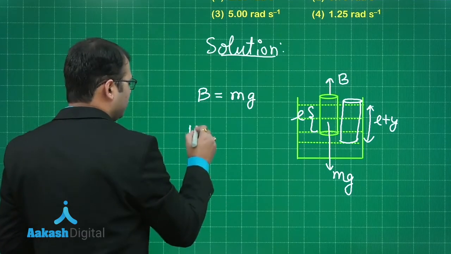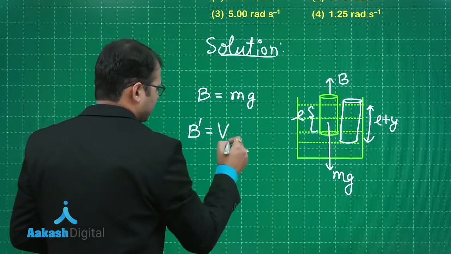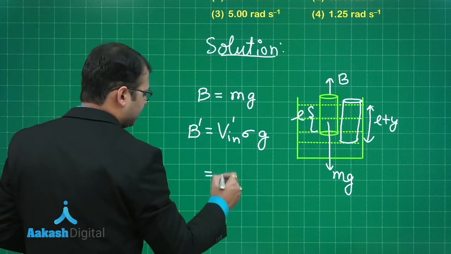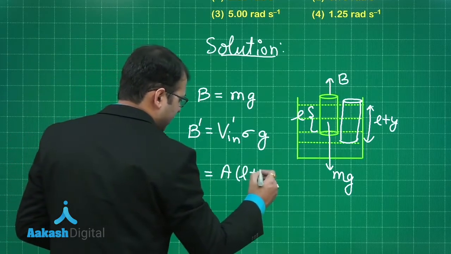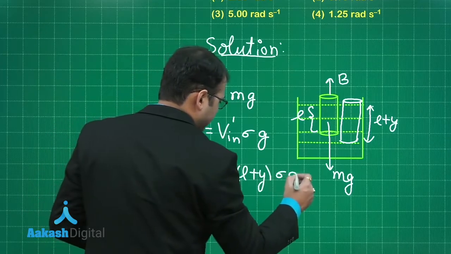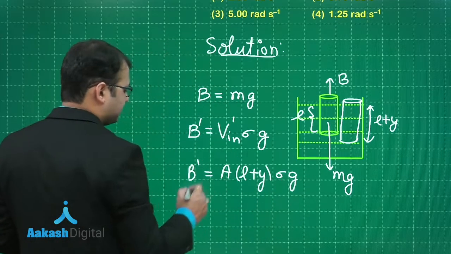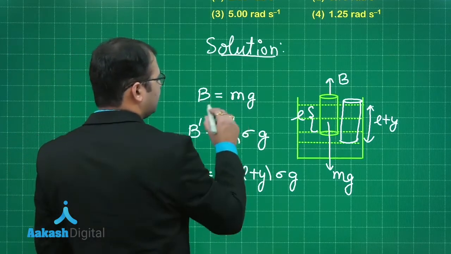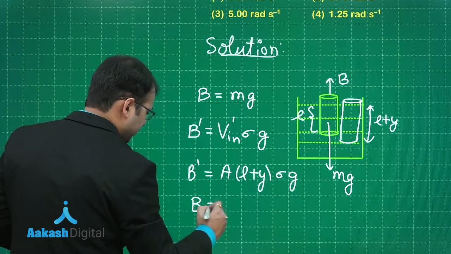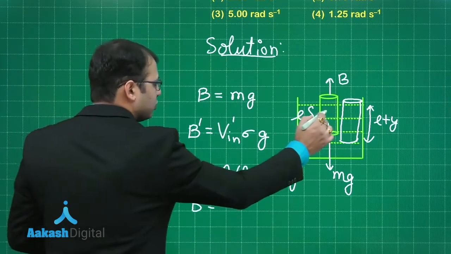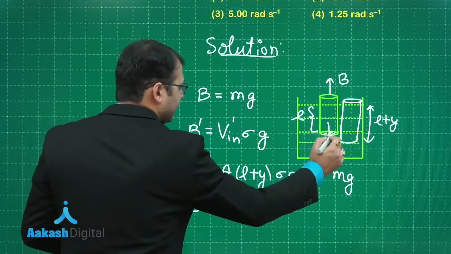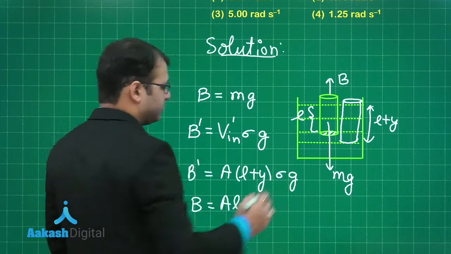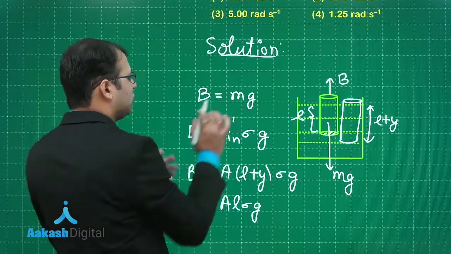In that case, a new buoyant force will come, that is V inside into sigma into g. This V inside would be area of this base, A, into l plus y, into sigma into g. This would be B dash, right? Now, the initial existing buoyant force B was simply equal to volume inside the liquid into sigma into g. What was the volume inside the liquid here? That is area into length, A l, into sigma into g, right? And this B is equal to mg here.